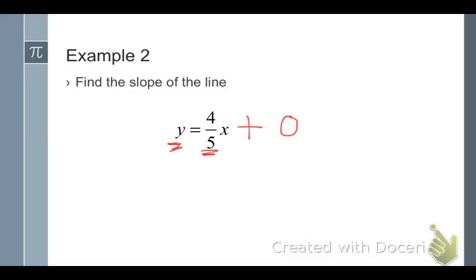So the slope of the line, that was all you were asked to find. That's always the number in front of the x. So the slope is 4/5.